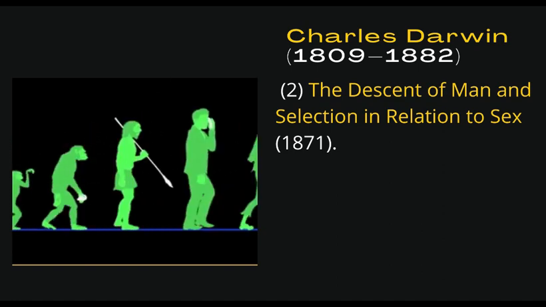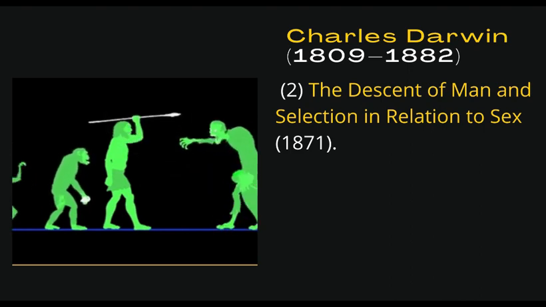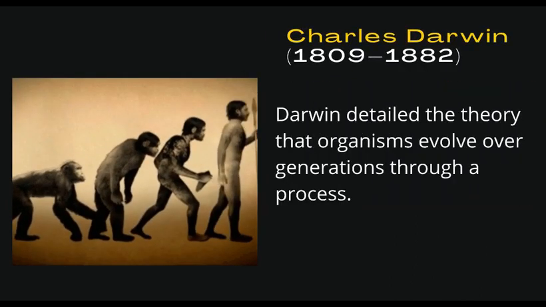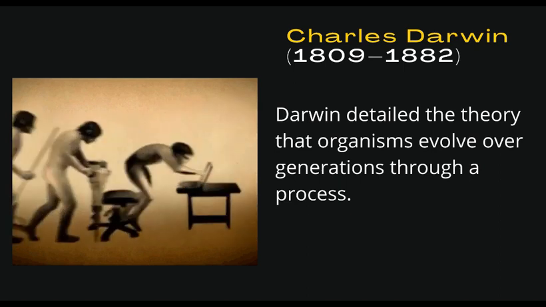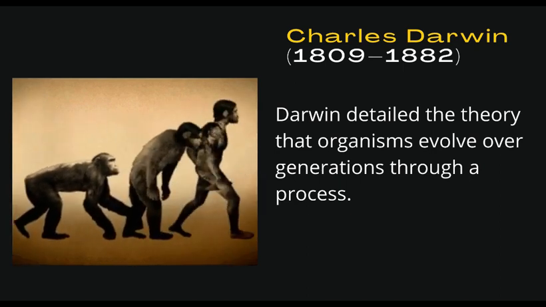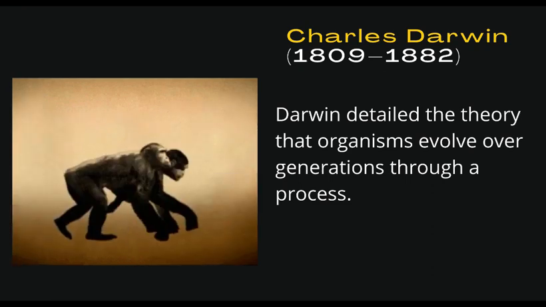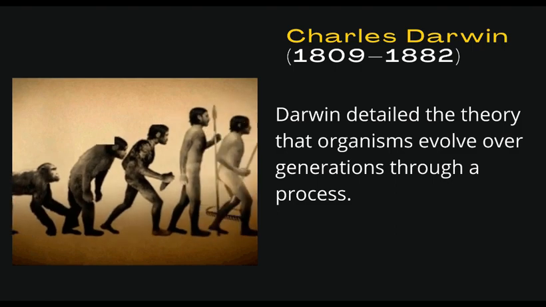In On the Origin of Species, Darwin detailed the theory that organisms evolve over generations through a process of natural selection. Darwin reached his conclusions and supported his observations through evidence that he collected during a sea voyage on a boat, the HMS Beagle, during the 1830s.